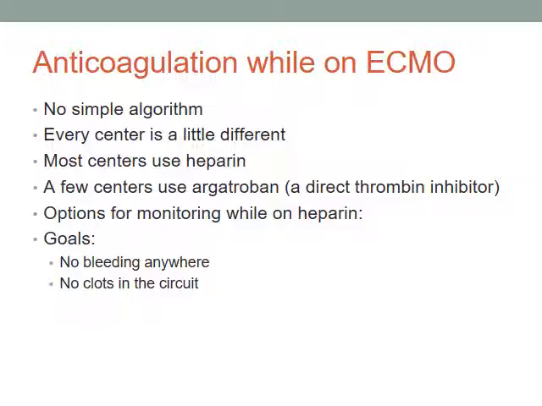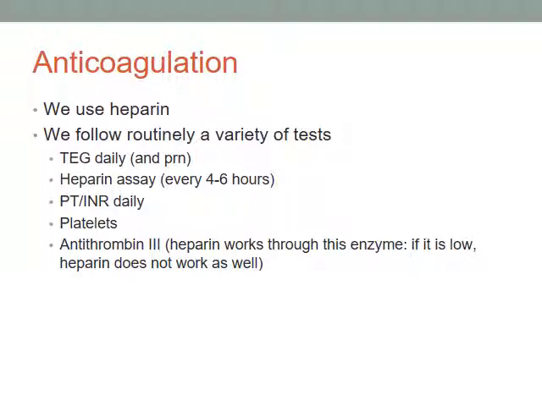So we follow a bunch of tests. We get daily TEGs and PRN, we get heparin assays, typically every 4 to 6 hours, we have PT/INR daily, follow platelets, follow antithrombin 3. Heparin works through the enzyme antithrombin 3. If that's low, heparin doesn't work as well. That's why we follow it. And the goal here is we simply adjust our heparin, it's basically voodoo. We want a heparin assay in the 0.3 to 0.5 range.